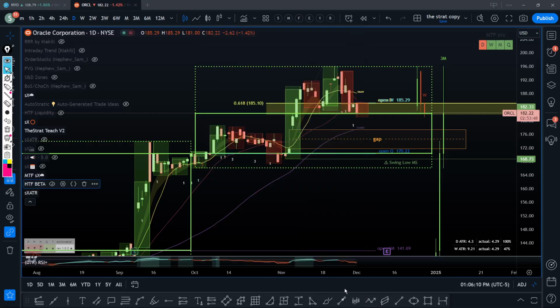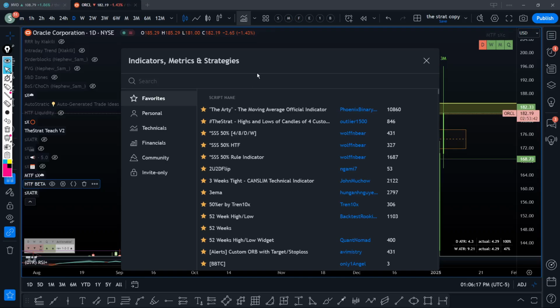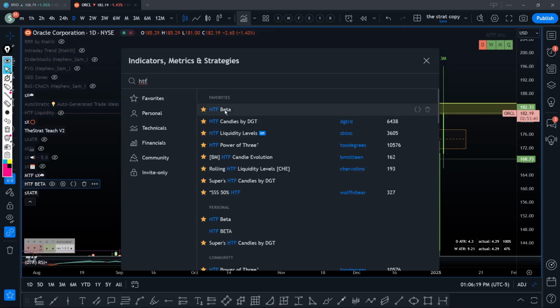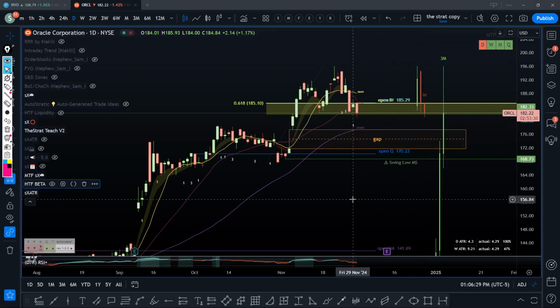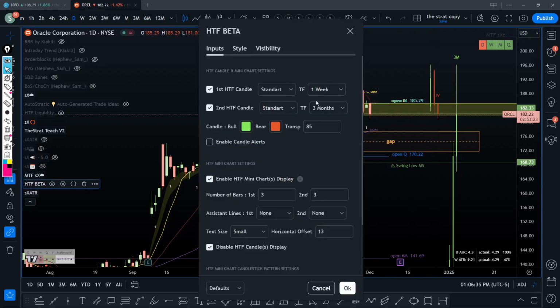But that's what it's called. It's called the HTF candles by DGT. And you can set these time frames to whatever you like. Right here, you can change it to reflect whatever time frame you want.